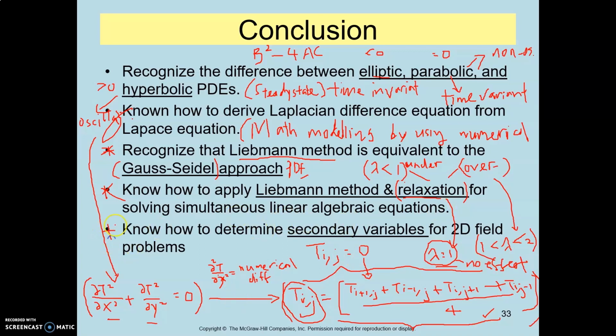Lastly, you should be able to determine the second variable. Why the second variable? For the heater plate, it will be the heat flux denoted by Q, and also the direction for the heat flux, the angle.